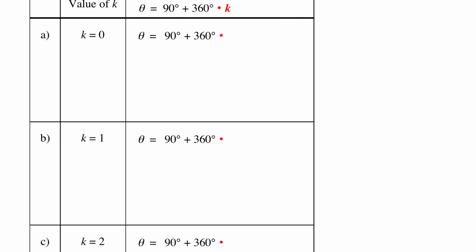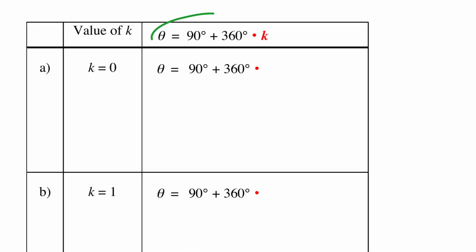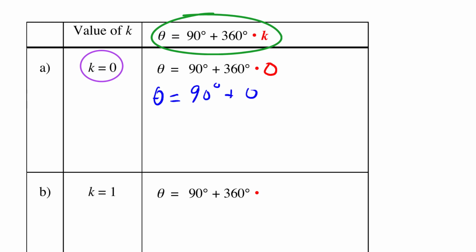So let's take a look at this formula that we just developed. Theta equals 90 degrees plus 360 degrees k, meaning times k. The point is that k can be any integer. K can be 0, and when k is 0, we put it into the formula. And you can see that we end up with theta equals 90 degrees.